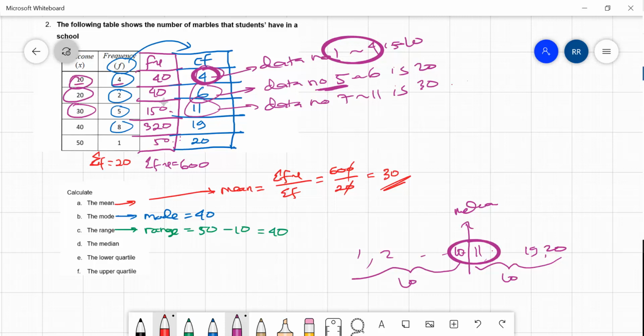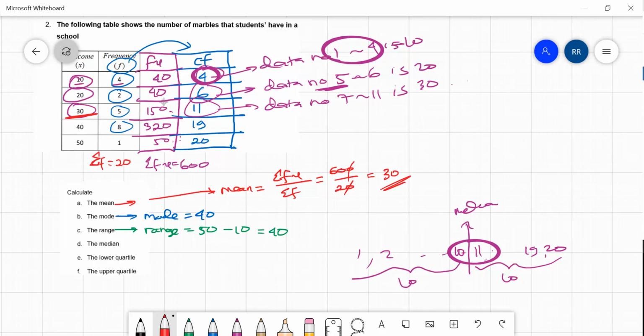Okay, so to find what data number 10 is and what data number 11 is, we are going to use that CF, the cumulative frequency, to determine data number 10 and data number 11. So let's go back here. I can say that data number 10 is in here, and data number 11 is a coincidence.